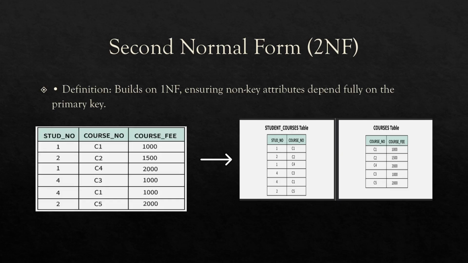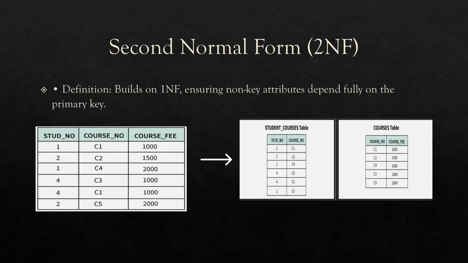Coming to the example, there are many courses having the same course fee. Here, course fee alone cannot decide the value of the course number or the student number. So, course fee together with the student number cannot decide the value of the course number. Similarly, course fee together with the course number cannot decide the value of the student number. So, the candidate key for this table is the student number and the course number.